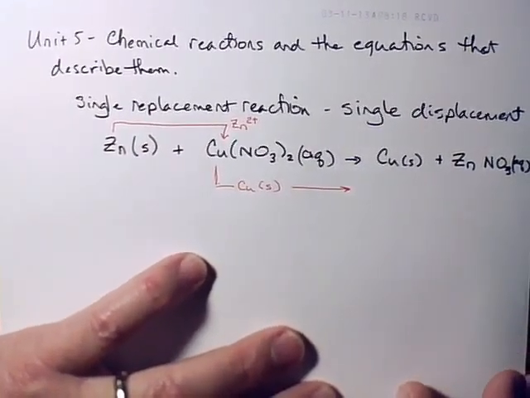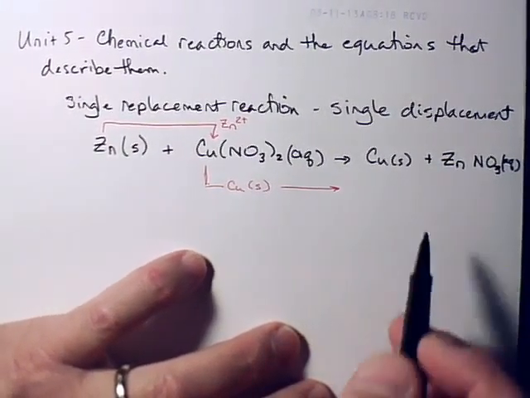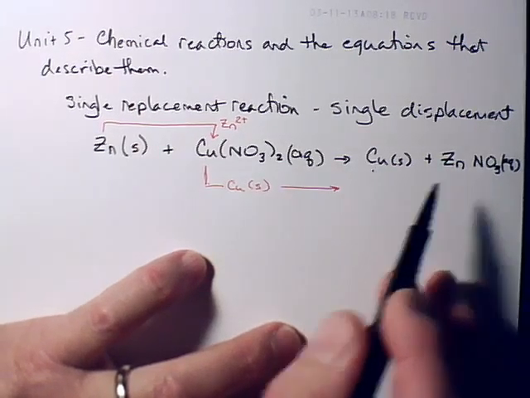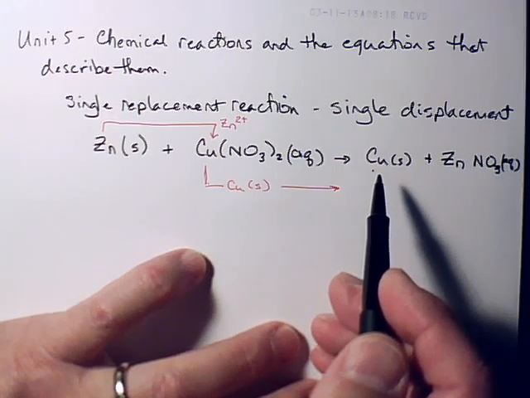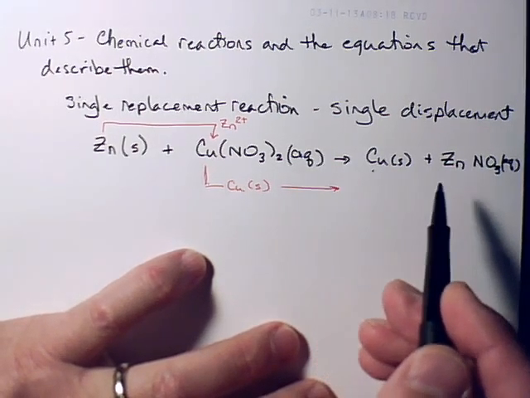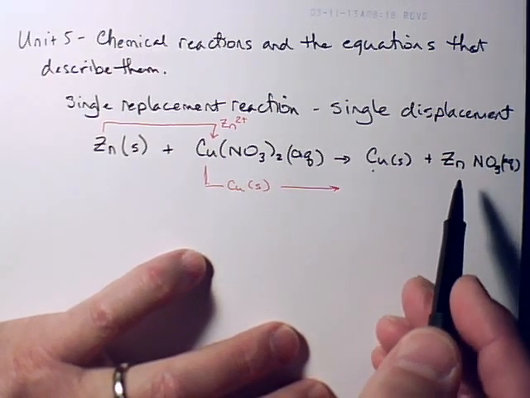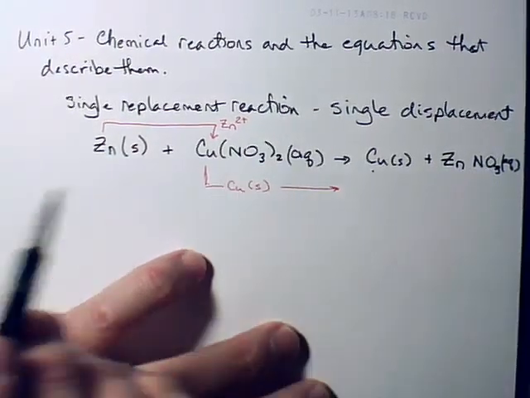If we were to allow the water to evaporate, we get copper metal and zinc nitrate. We could actually collect the copper metal through filtration, and then we could allow the water to evaporate and get a crystal that was zinc nitrate.